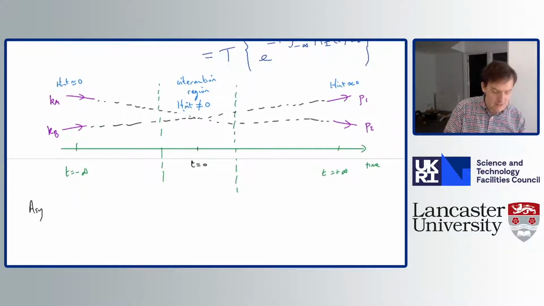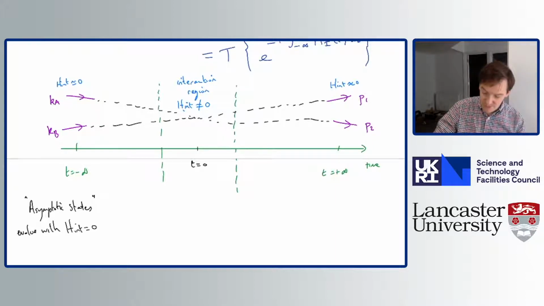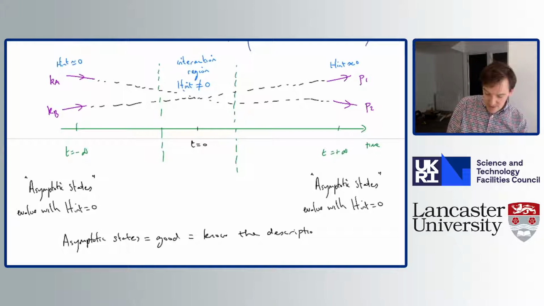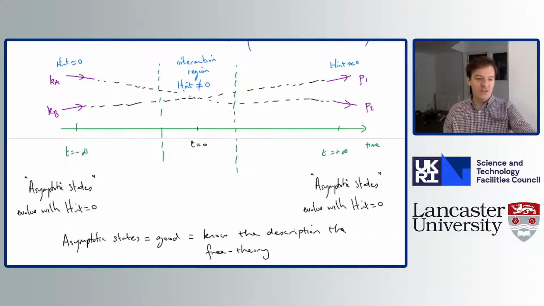Okay, so out here we have asymptotic states. As we said, these are special states because they involve essentially an interaction term which is 0. We have that with our initial states, and we have the same thing with our final states as well. Both are asymptotic states. As I said, the advantage is that these are good states. They're good because we know how to describe the free theory. We know how to quantize it. We know lots and lots about the free theory.